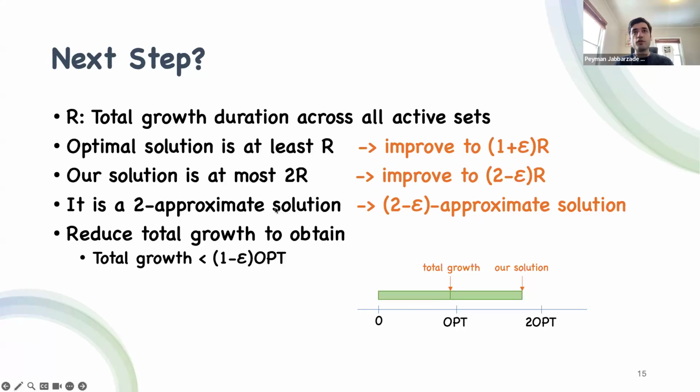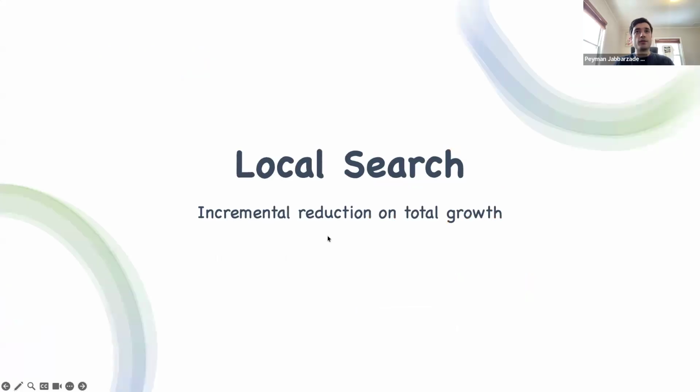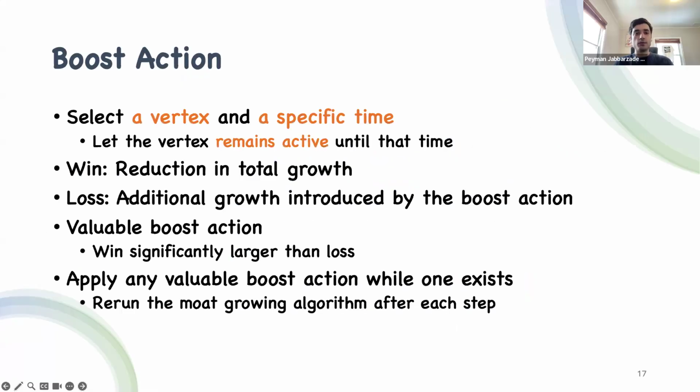So now we want to focus on reducing the total growth of our modes. So we design a local search algorithm. First, let me define a boost action. Basically, a boost action is where we select a vertex and a specific time, and we force that vertex to remain active until that specific time. I mean, any component that contains this vertex should be active until that specific time, even if that component doesn't need to be active.